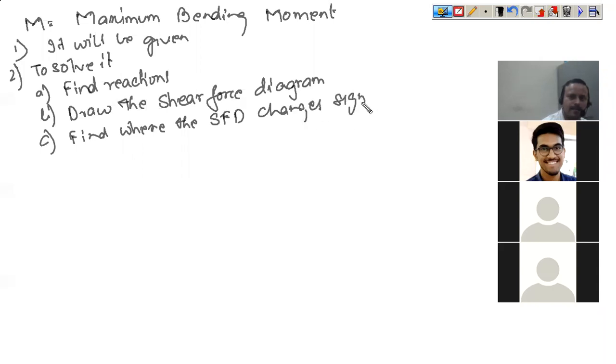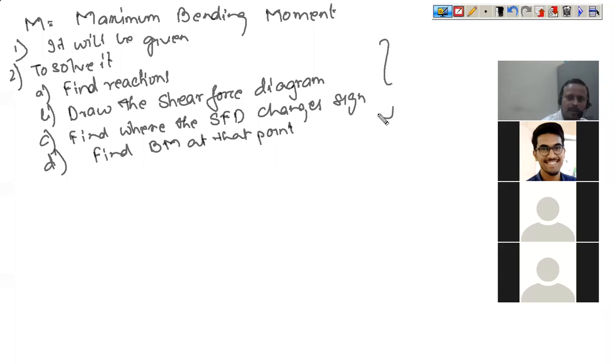Wherever the shear force diagram changes sign, the bending moment is maximum. So find the bending moment at that point. To find the bending moment, you don't need to plot the bending moment diagram. You just need the magnitude of the bending moment.